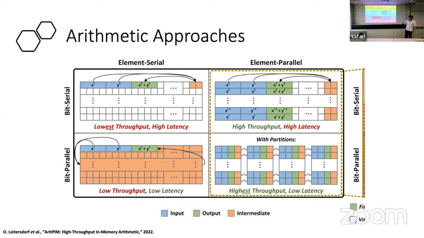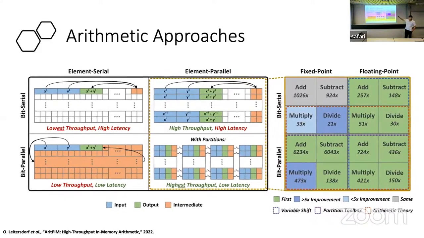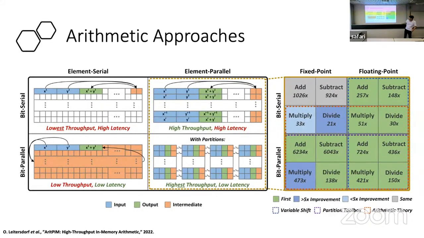Okay. So here we're actually going to show a recent work of ours. We released it just a few months ago. And this work focused only on element parallel. And within element parallel, we took four different arithmetic functions, add, subtract, multiply, and divide, on both fixed point and floating point numbers. And here in this table, you can see the improvement first off over previous works. Green means that's the first work that solved this problem with crossbar memory. And the number under each title is the improvement over GPU. I'll come back to that later.